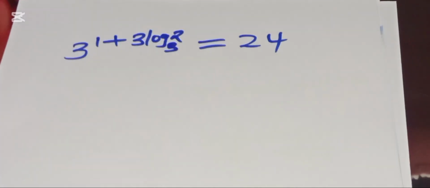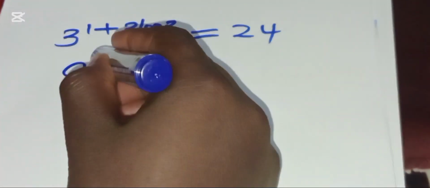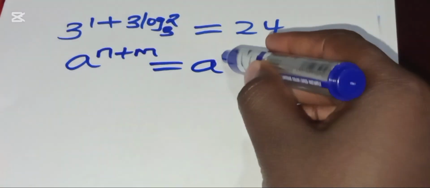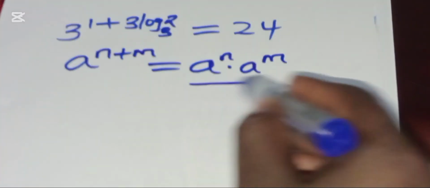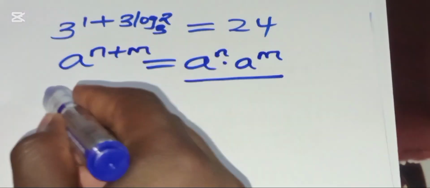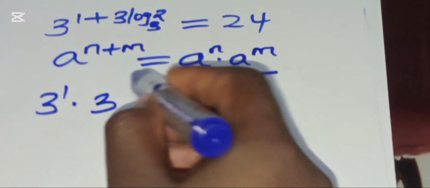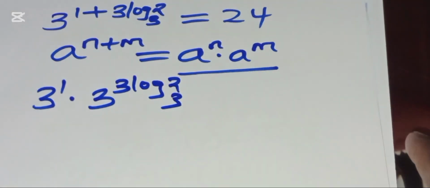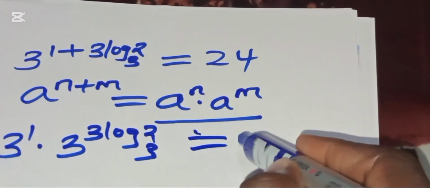3 raised to the power 1 plus 3 log 2 to base 3 is in the form of a raised to the power n plus m, which we can transform as a raised to the power n multiplied by a raised to the power m. So let's write it in this form. We're going to have 3 raised to the power 1 multiplied by 3 raised to the power 3 log 2 to base 3. This is supposed to give us a value of 24.